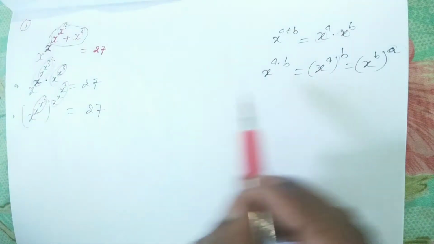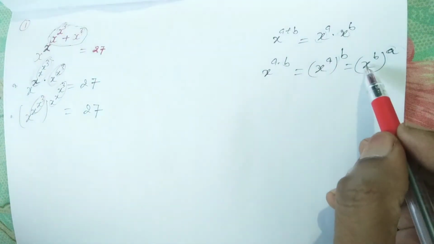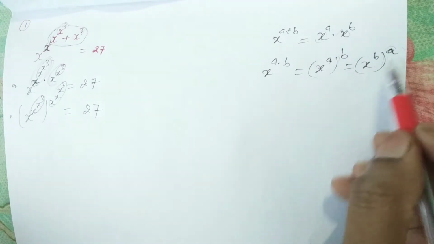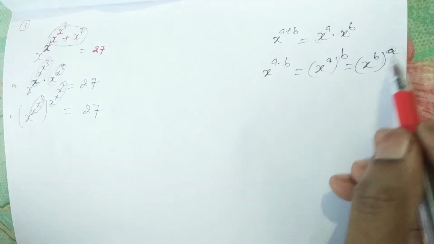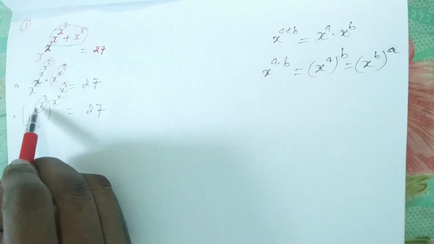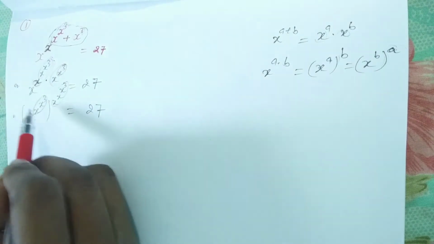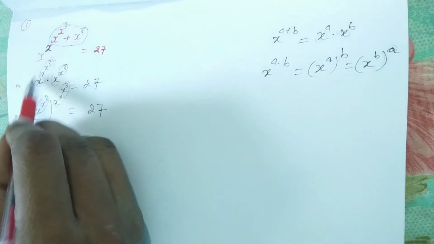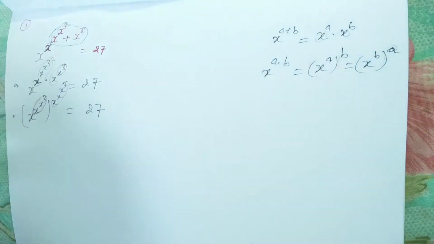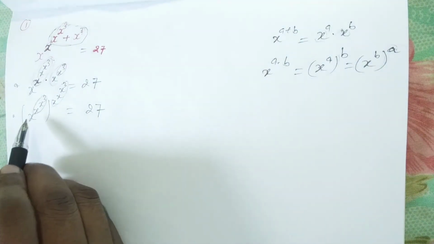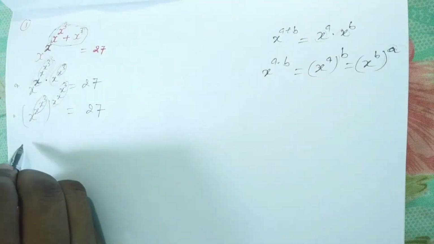You can see x raised to power a times b can also be written as x to the power b, its whole to the power a. So x to the power b is this one, and x to the power b, its whole to the power a, is this one. So I have written it here. Now as you can see here, this whole is the same, these are all the same.